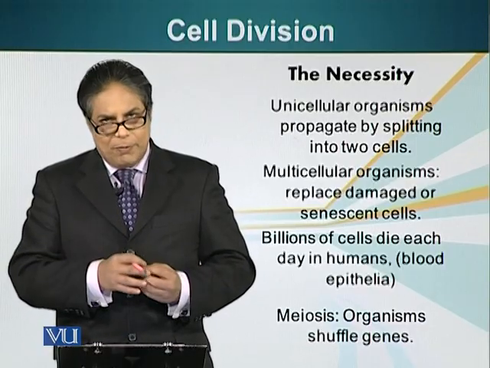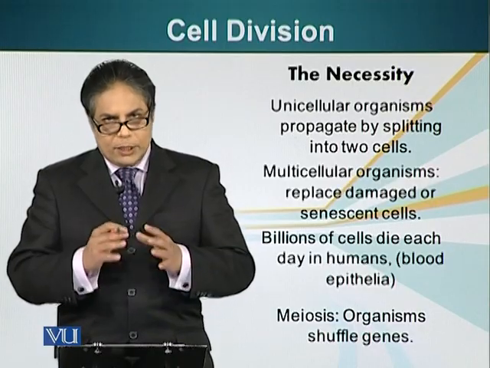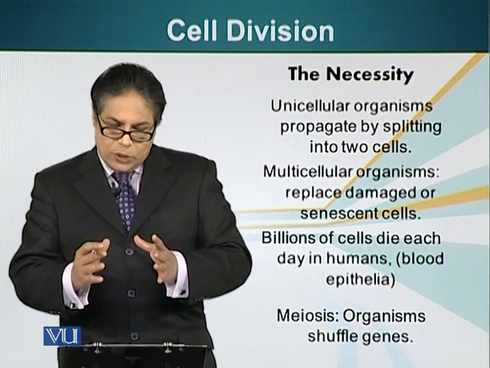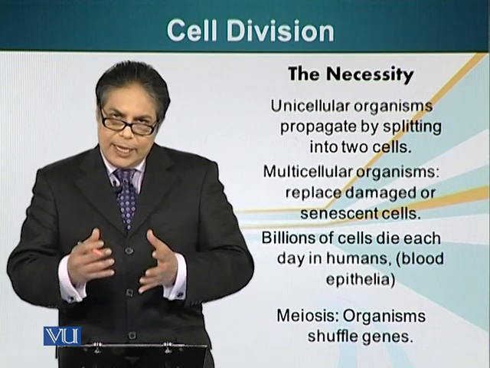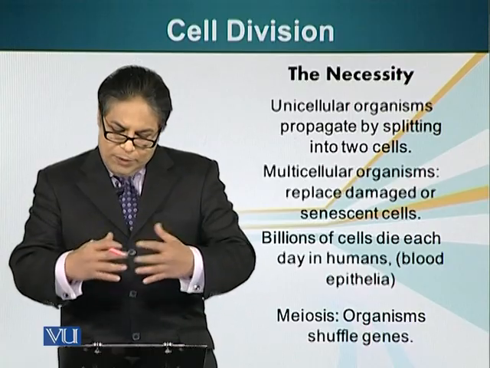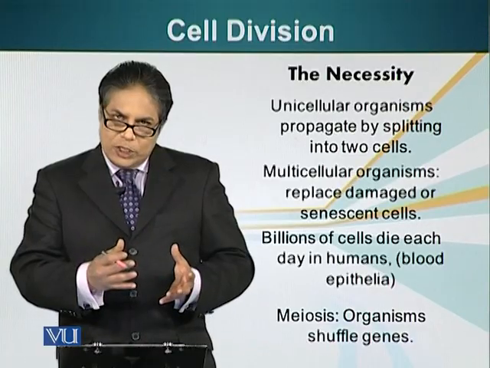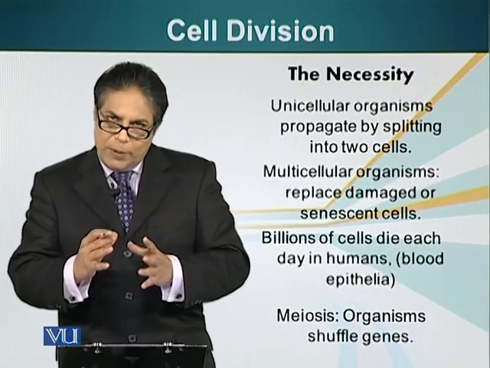Additionally, a special type of cell division called meiosis, we'll talk about this kind of cell division in more detail later on. This ensures the organism shuffles its genes, allowing different combinations and allowing natural selection to take place and select organisms with the best combination of genes.